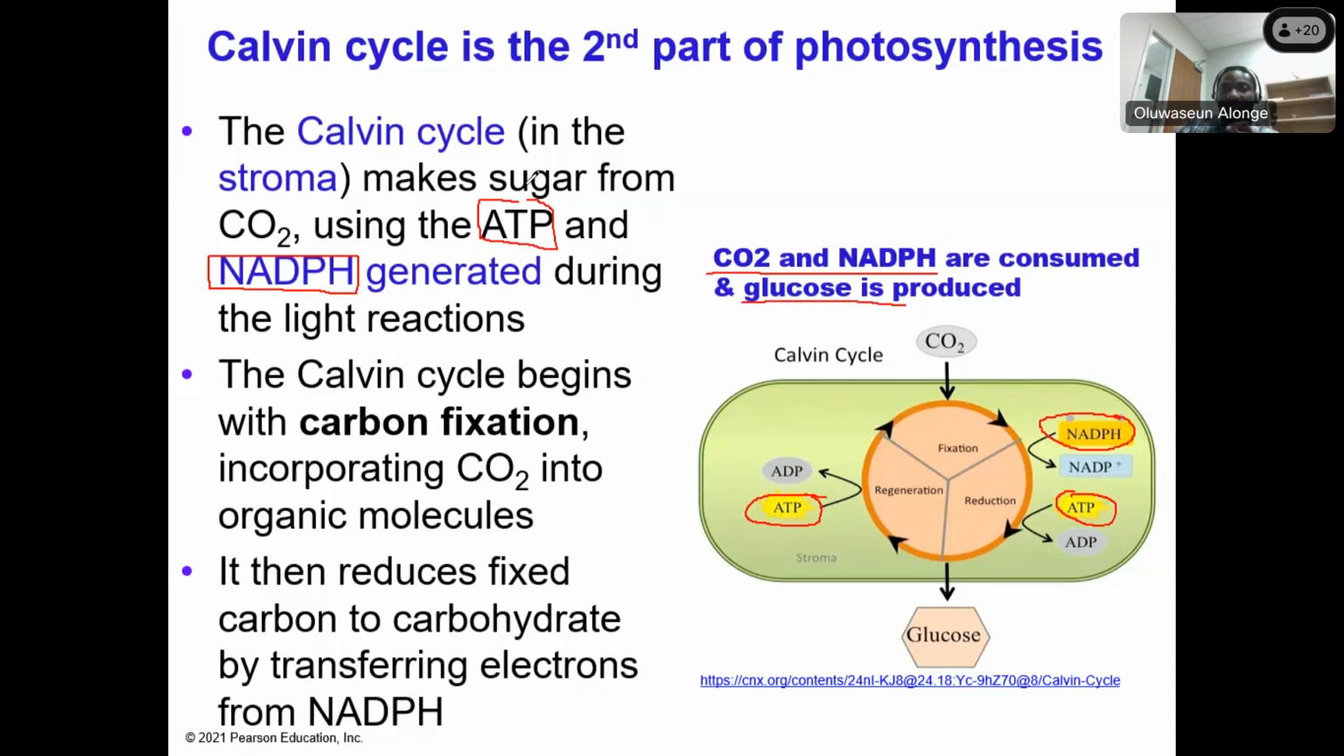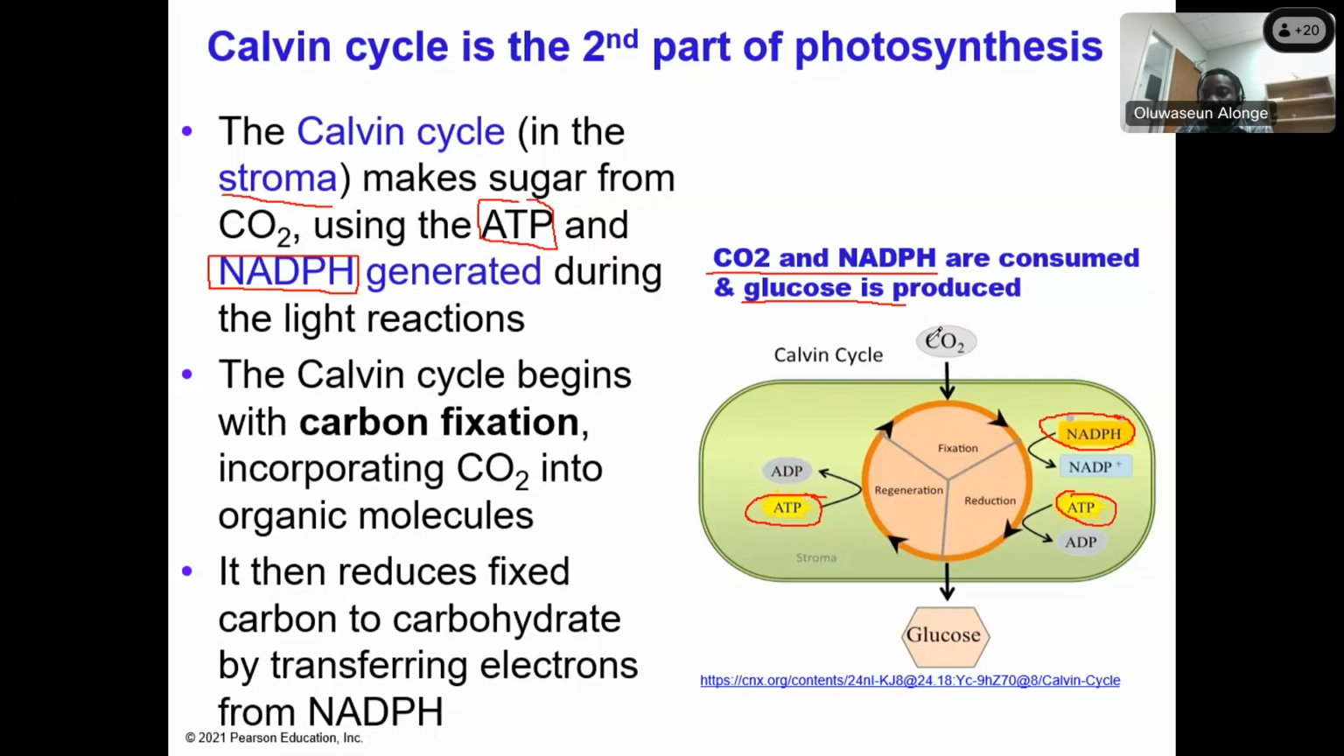All right, so the Calvin cycle happens in the stroma. Those are tiny details you have to take note of. Take note that the light-dependent reaction, which is the first stage, happens in the thylakoid, and the second stage, which is the Calvin cycle, happens in the stroma. So you want to take note of those details. So it makes sugar from CO2 using ATP and NADPH that was generated from the light reaction. The Calvin cycle begins with carbon fixation, which is what you see here.